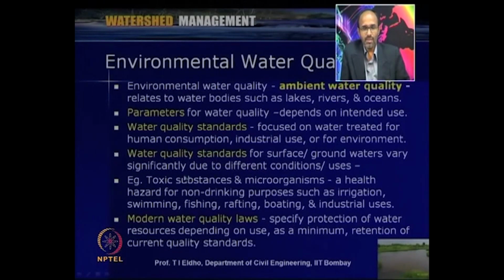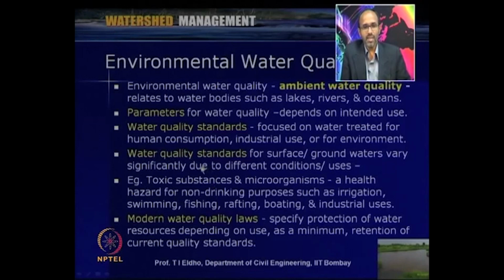So, say for example, the toxic substances and microorganisms which are a health hazard for non drinking purposes such as irrigation, swimming or fishing, rafting, boating and industrial use. So, all these standards will be different depending upon the intended use, and depending upon the source also, like surface water or groundwater, it will be varying.